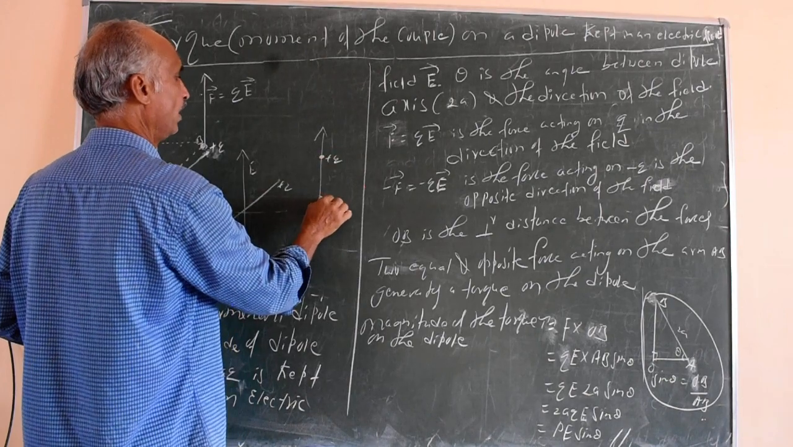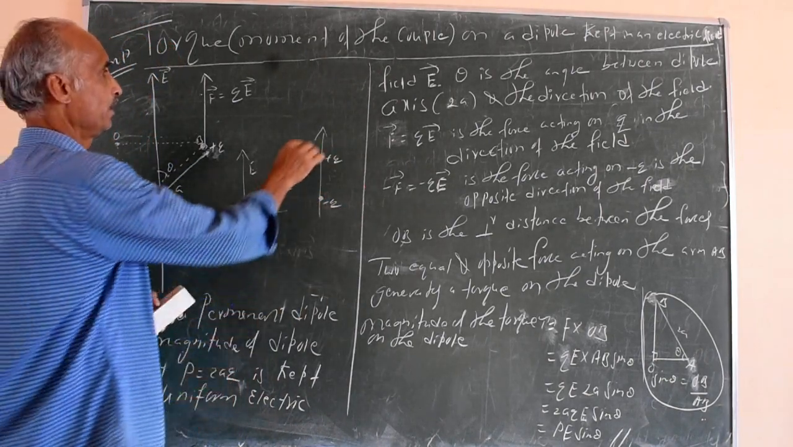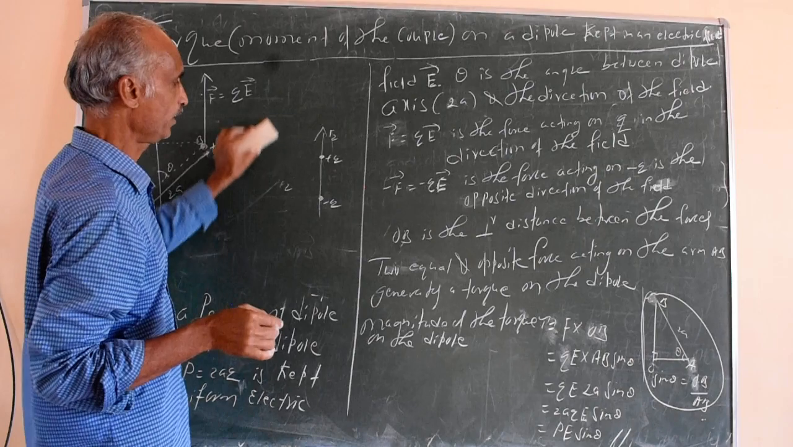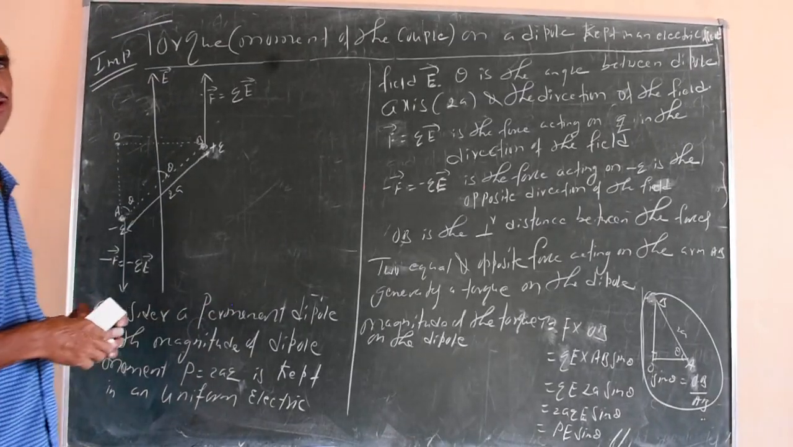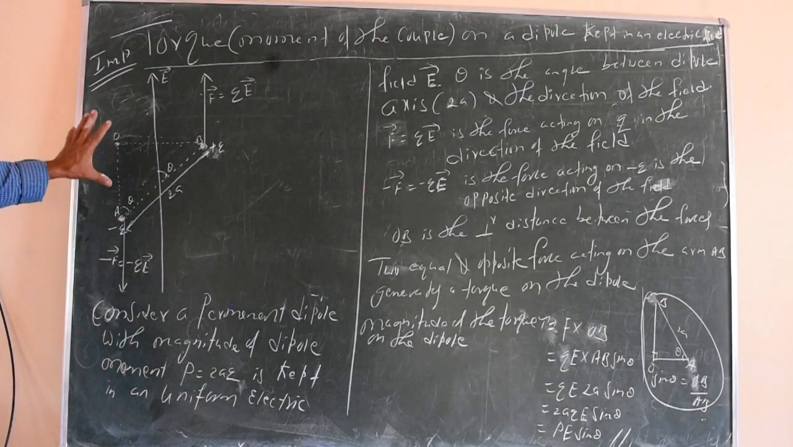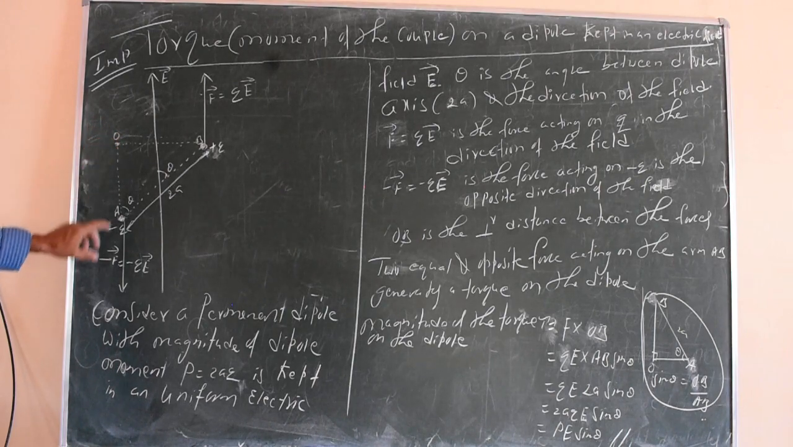It is plus q and minus q. Finally, with the field E bar, the dipole rotates and finally aligns in the direction of the field. Now let us take the theory. With the explanation of this diagram, let us write down these notes.